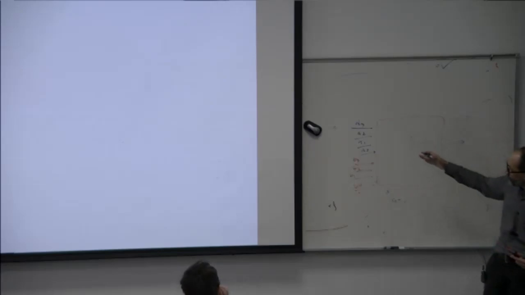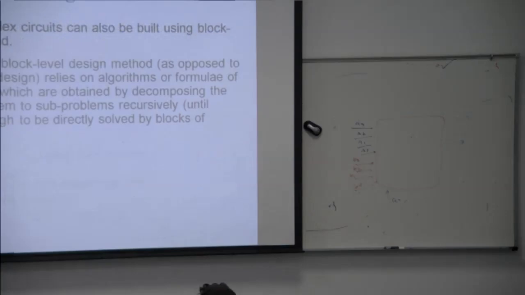Now, without looking at the output, if you look at the inputs, how many bits do we need for the inputs? 9. How many combinations? 2 to the power of 9, which is 512. And if we have a truth table of 512 rows, you got it or not? So this is the thing that we want to show in general for the block level design method.